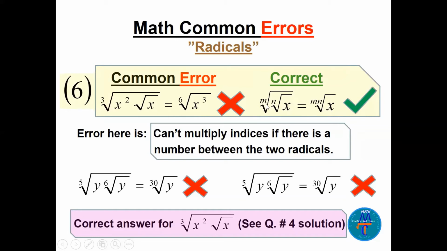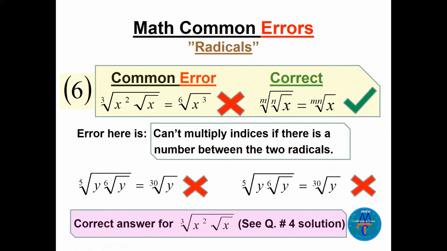This is the correct formula. Now look here, suppose we have cube root of x squared, square root of x. We cannot multiply here the index 3 with the index 2. We cannot multiply to get 6th root of x cubed. That's wrong, because the formula says there is nothing between the radicals. Then you can multiply the indices.